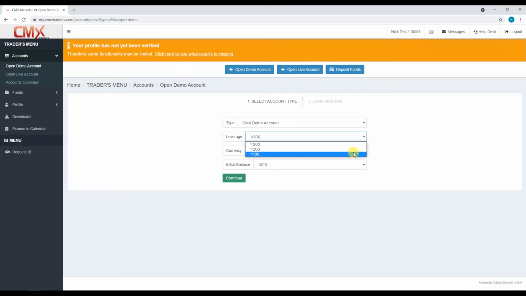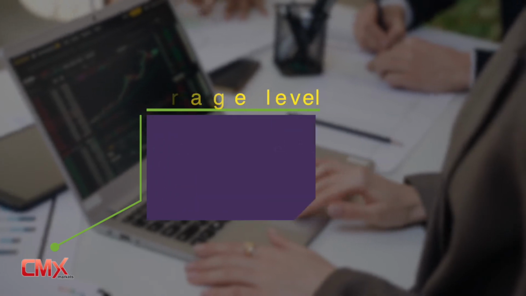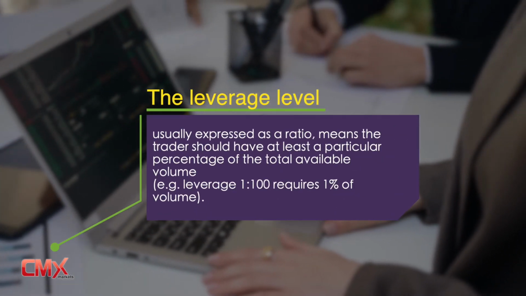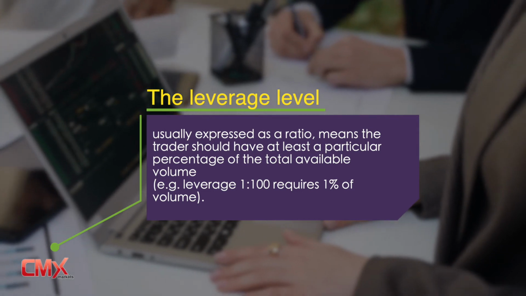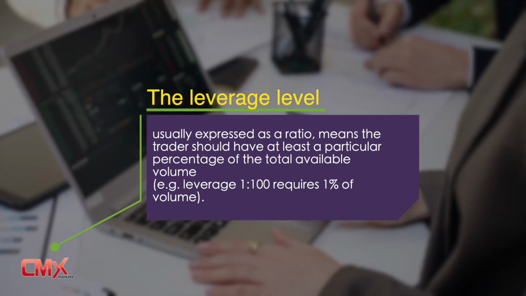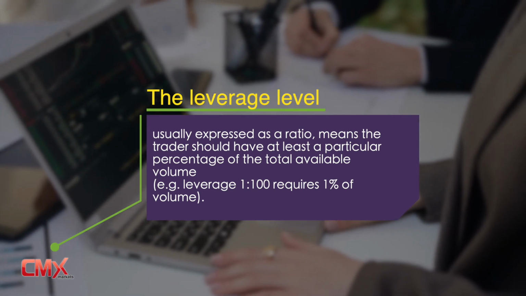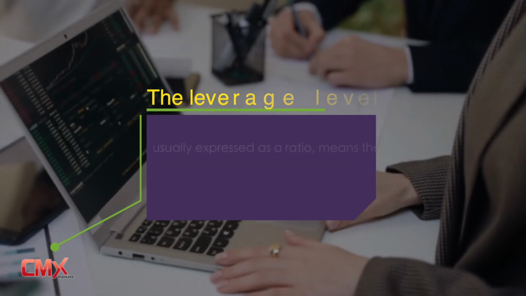to operate a larger volume and trade currency pairs with an initially small balance. The leverage level, usually expressed as a ratio, means the trader should have at least a particular percentage of the total available volume. For example, leverage 1 to 100 requires 1% of volume.